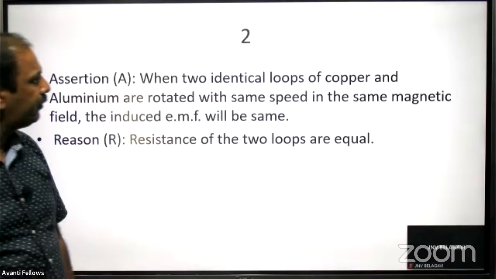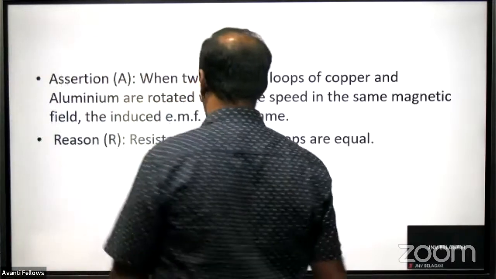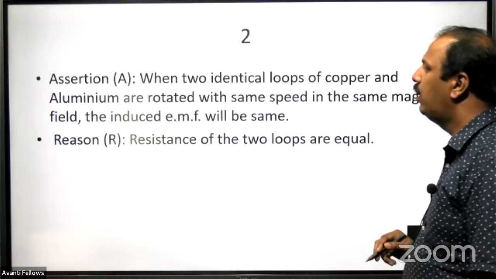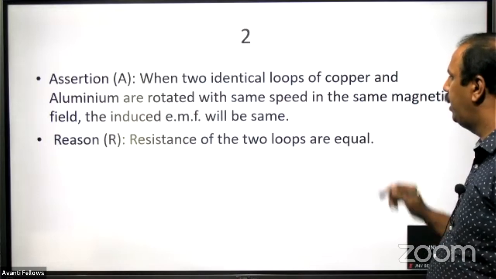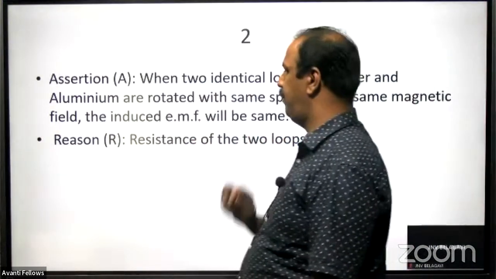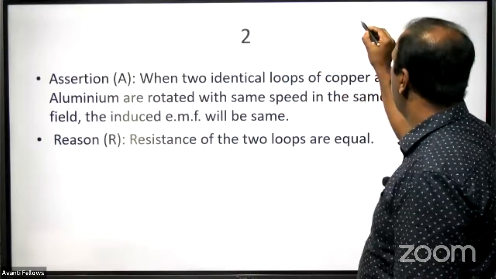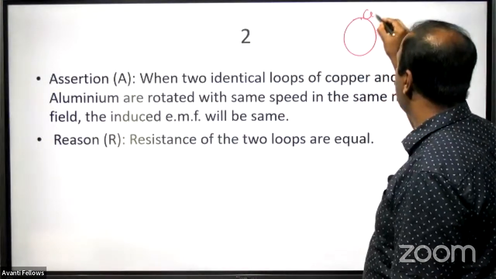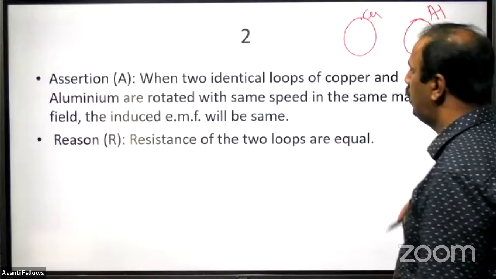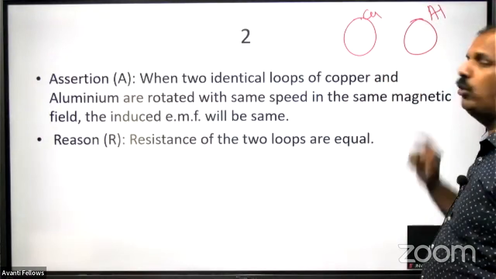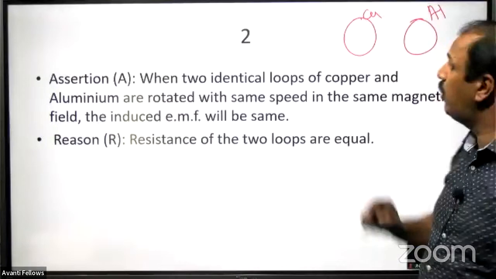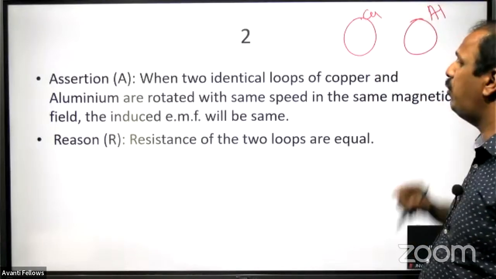See here, this is the assertion. When two identical loops of copper and aluminium are rotated with the same speed in the same magnetic field, the induced EMF will be the same. That is, you have one loop made of copper and another loop made of aluminium. Identical loop means their radius will be the same, their thickness will be the same, everything will be the same. But one is made of copper, another is made of aluminium.